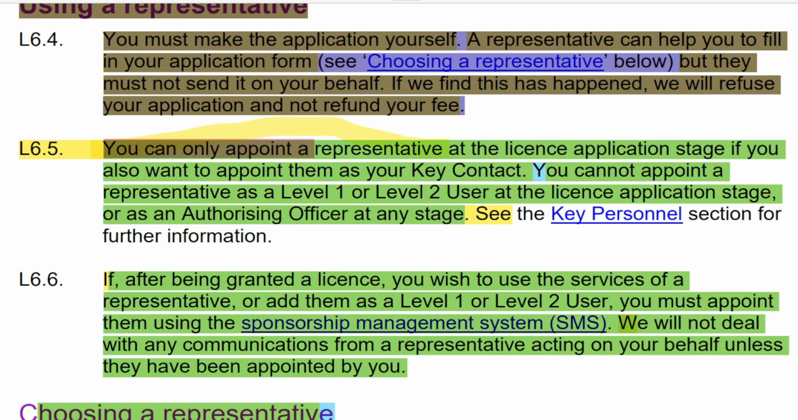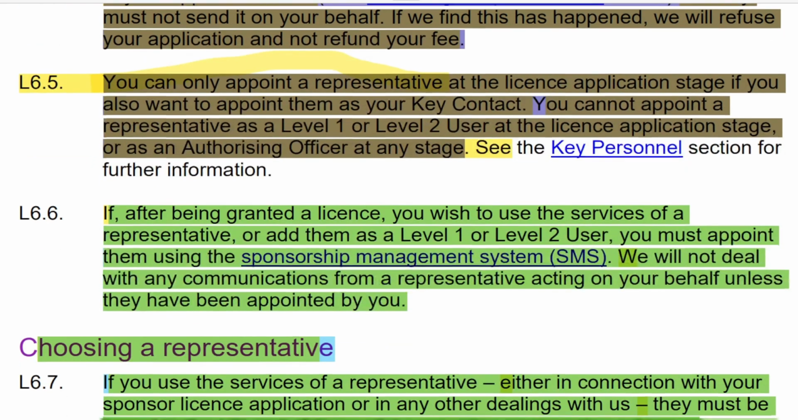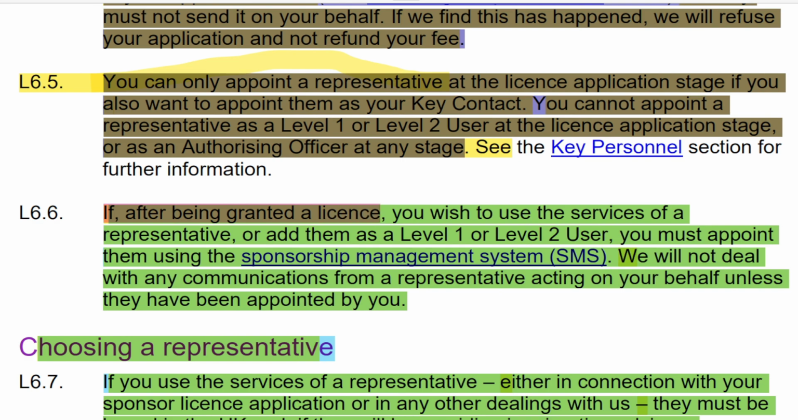There is an exception. You can only appoint a representative at the license application stage. If you also want to appoint them as a key contact, you cannot appoint a representative as a level 1 or level 2 user at the license application stage or as an authorizing officer at any stage. So if you authorize them as a key contact, in that case, you can appoint a representative. If after being granted a license, you wish to use the service of a representative or add them as a level 1 user or level 2 user, you must appoint them using the sponsorship management system. If you want to use a representative, you need to go back on the SMS system and you need to assign them by yourself.